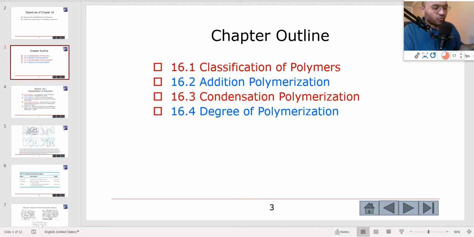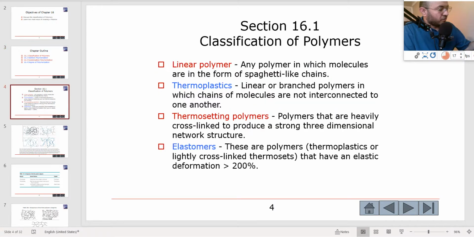So I don't teach the whole chapter, just the first 4 sections of it. The first one is about classification of polymers. The other one is polymerization, or how many monomers are combined. We talk about condensation and degree of polymerization. So let's look at the different types of plastic that we have.